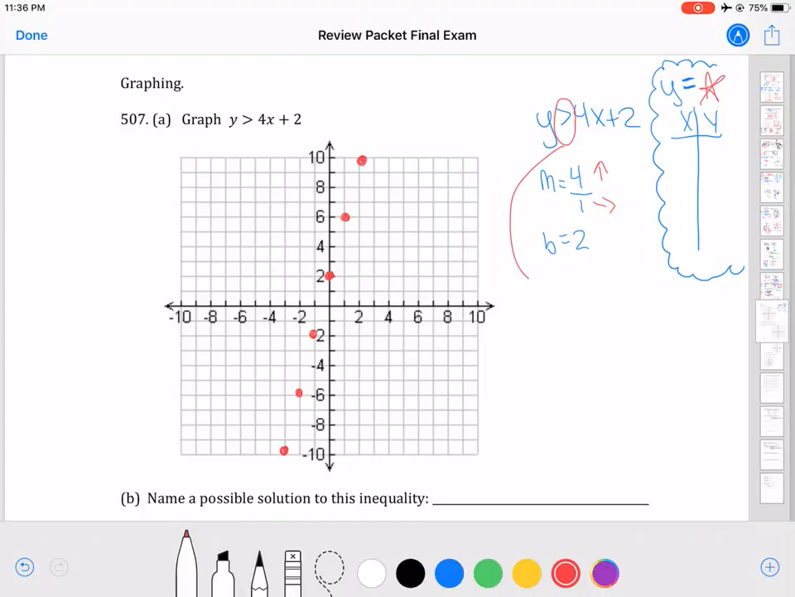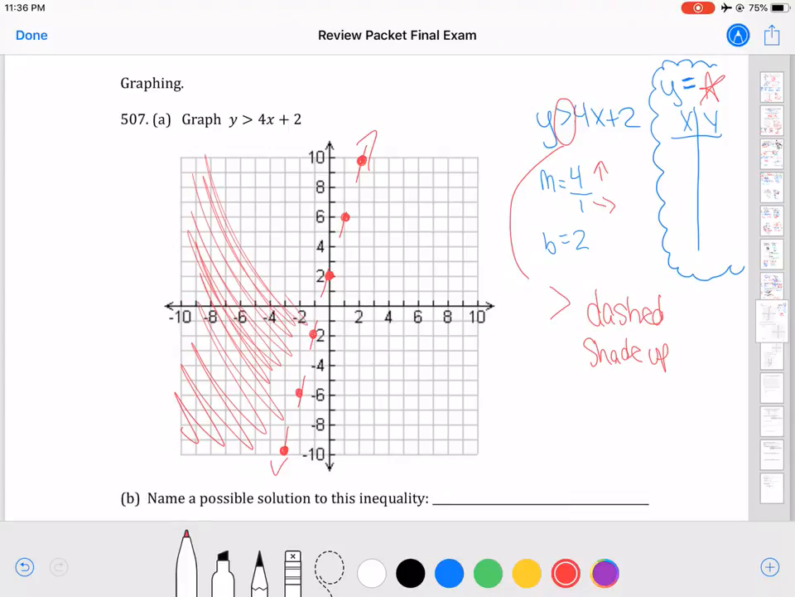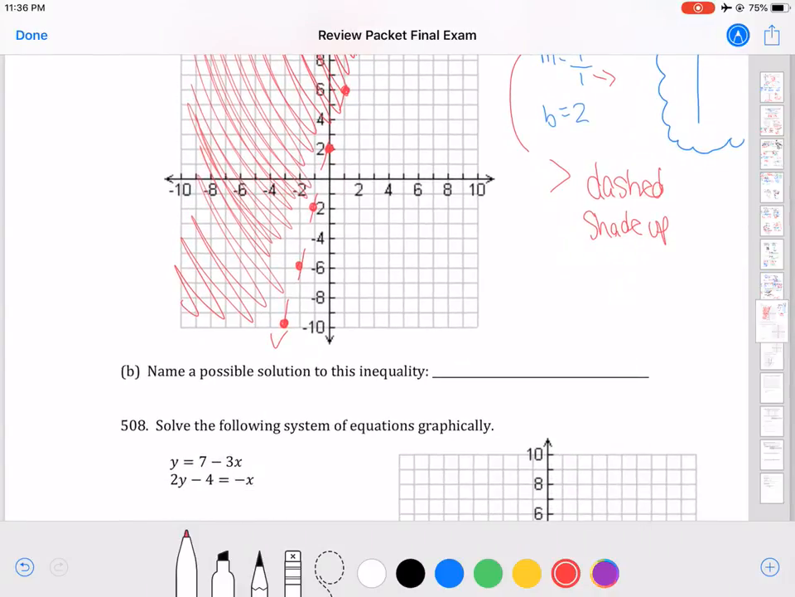Okay, so don't connect them yet. This is where the symbol comes in. So I have a greater than. Because it doesn't have the or equal to, it tells me it's going to be dashed, and greater than means I'm going to shade it up. So I'm going to use a dashed line to connect these points, and then I'm going to shade it towards the top of the graph, so everything above that line.